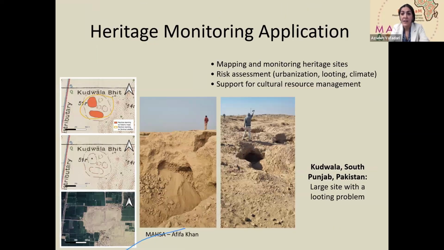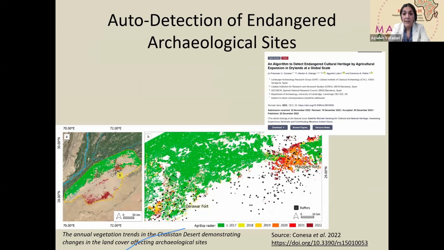Another use is when you find the sites, either from the maps, unknown sites especially, but also known sites with the correct location, and then you will be able to use this information for the monitoring and better protection of the sites, to do the risk assessments and support for cultural resource management in this way.